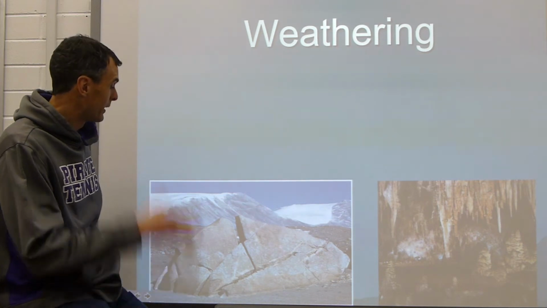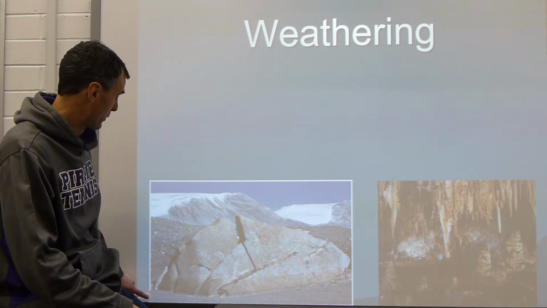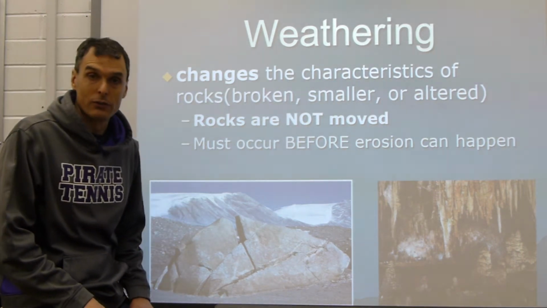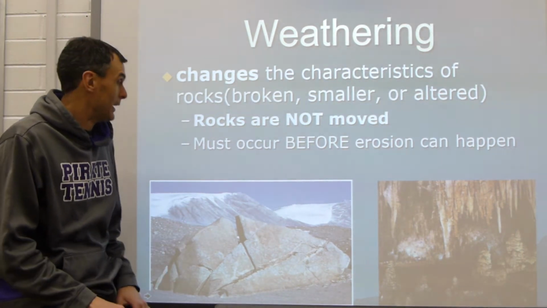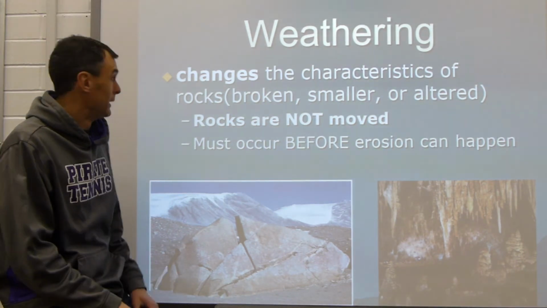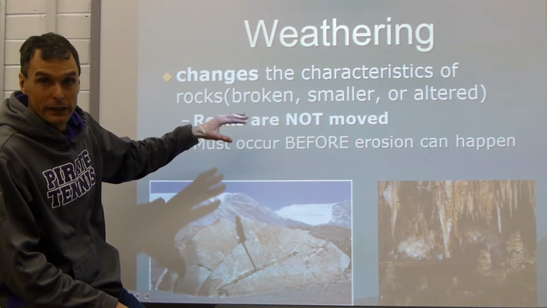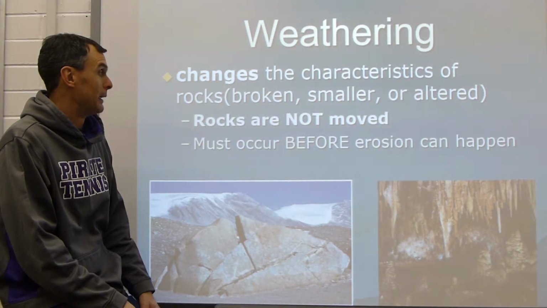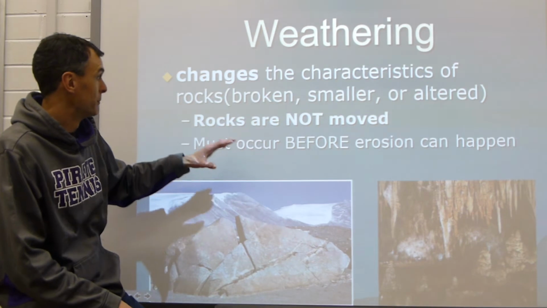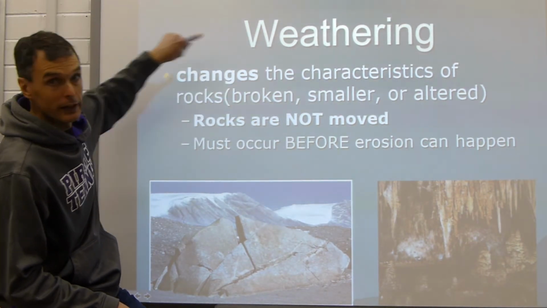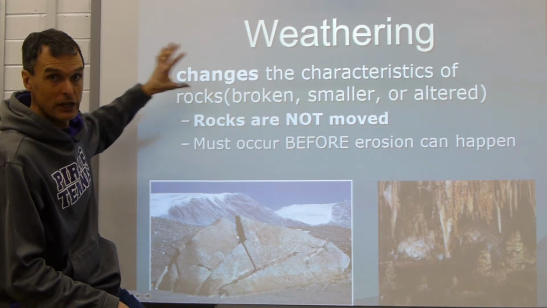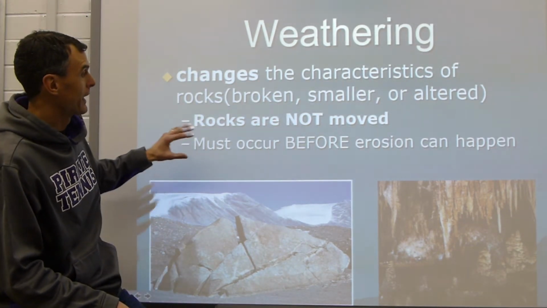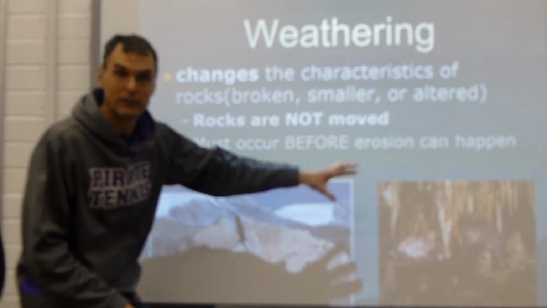So weathering, you're familiar with all of these, I'm sure you've seen them before in a variety of fashions, but essentially weathering is change. So some way that rocks are changed from their original form. And this could mean that they're broken, that they're in smaller pieces, or somehow altered. But there is no movement involved in this. The big word here that you need to circle and highlight is the word changes here. So there's a change to the rocks during the process of weathering. And weathering has to occur before erosion can happen.